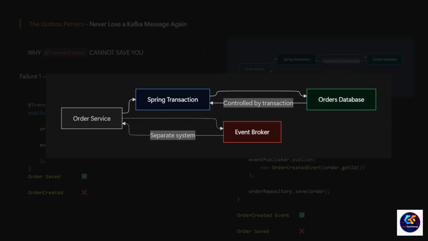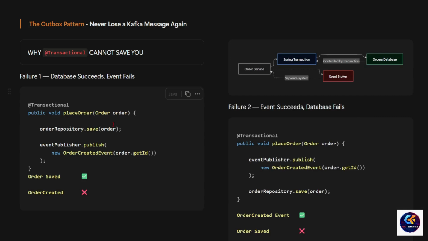And that creates two dangerous failure scenarios. The first failure: database succeeds, event fails. The order is saved successfully, but the event cannot be published. Now the order exists, but the Saga never continues. This is the failure we saw in the previous section. And the second failure is event succeeds, database fails.